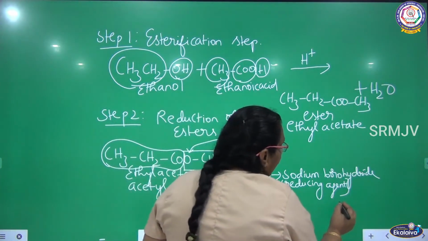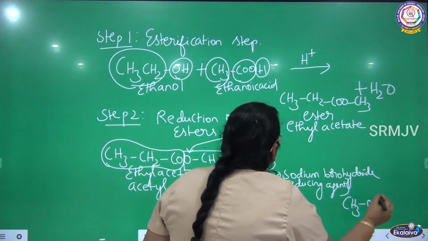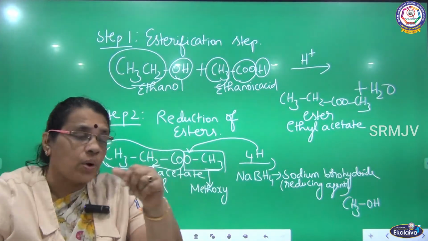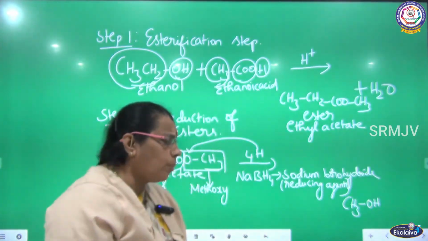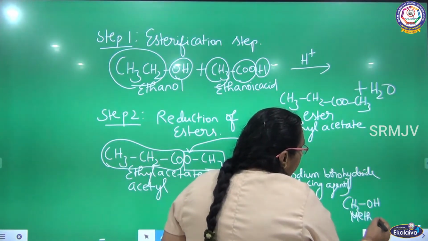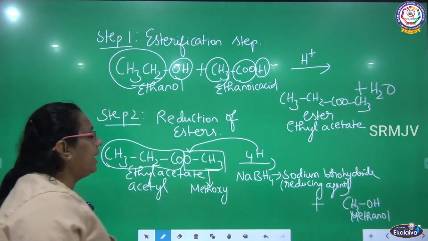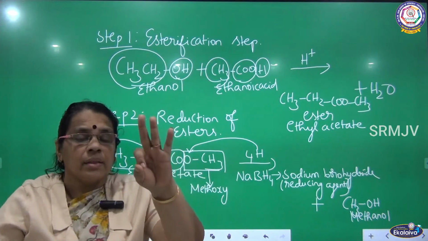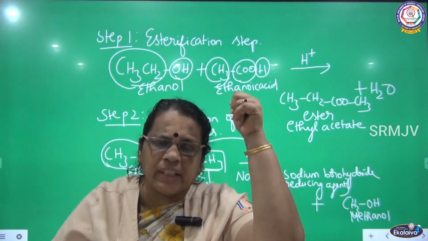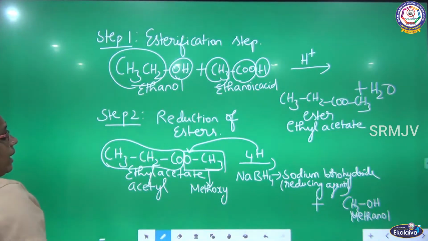So what are we getting here? CH3OH. So oxygen is already there. What is the alcohol I am getting here? Methanol. Okay. Come to the other side. How many hydrogen atoms are remaining? 3 more hydrogen atoms are remaining. Out of 4, 1 hydrogen is added to the methoxy group. I have converted it into methanol. 3 more hydrogen atoms are remaining.